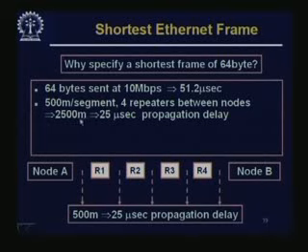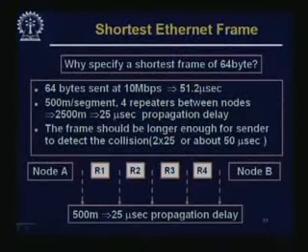So, this gives rise to 25 microsecond propagation delay. Why 25 microsecond? Because if you remember, our propagation velocity is about 2 into 10 to the power 8. So, if you calculate it, it comes to about 12.5 microsecond from one end to the other. Twice that is about 25 microsecond. The frame should be long enough for the sender to detect the collision in 2 into 25. So, this is 25 and the other 25 is these 4 repeaters together. So, that is introducing some other delay. So, about 50 microseconds. Alright.